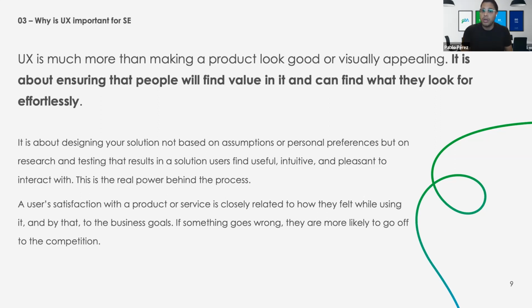If something goes wrong in this experience, in this use of your product, the users are more likely to go to the competition, because, like I said, there's a lot of competition out there. So if yours is not the one that makes me feel the best, I'm going to choose another one that fulfills the same goal and makes me feel better.